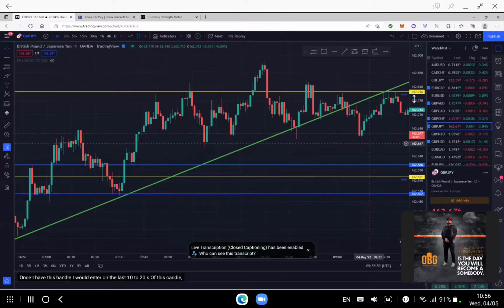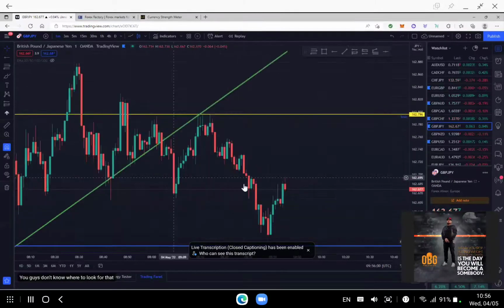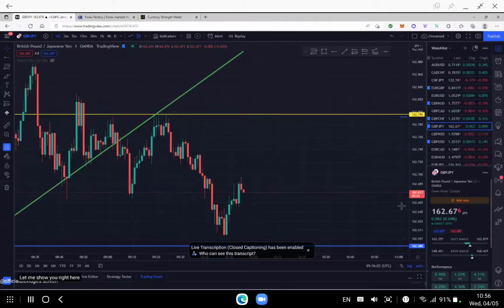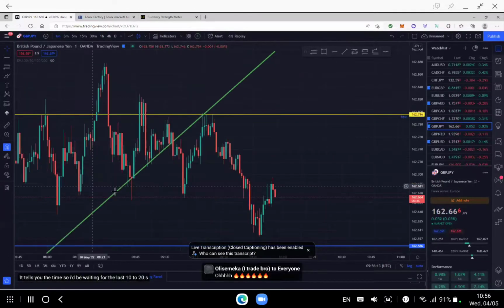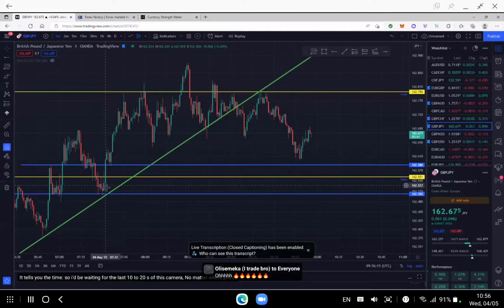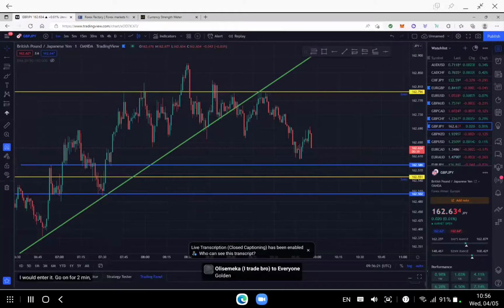If you guys don't know where to look for that, let me show you right here. On that current candle, right here, it tells you the time. So I'd be waiting for the last 10 to 20 seconds of this candle, no matter where price is. If I'm all the way up here, all the way down here, I would enter it and go in for 2 minutes. Got that? Perfect.